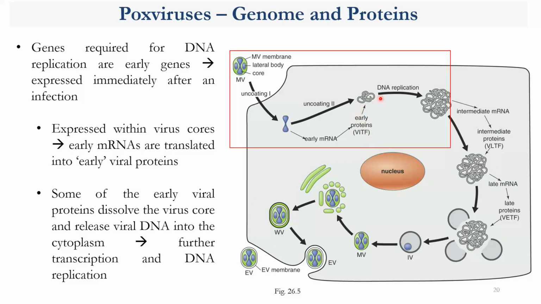And these are then involved in things like DNA replication. Okay? And some of these early viral proteins actually help dissolve the viral core. They release the viral DNA into the cytoplasm so that further transcription can happen as well as DNA replication. With me so far? Yeah, it's a fairly complex mechanism, so please make sure you guys understand this, okay?